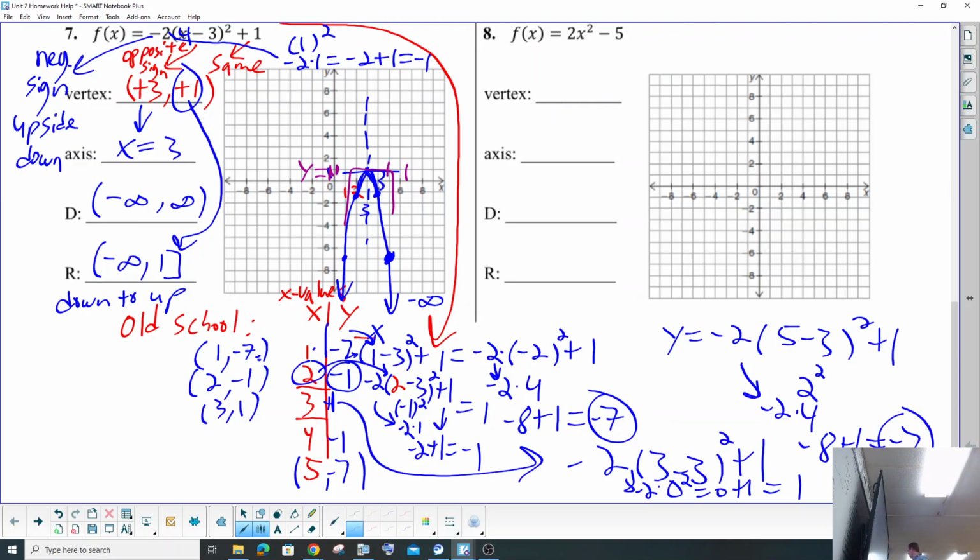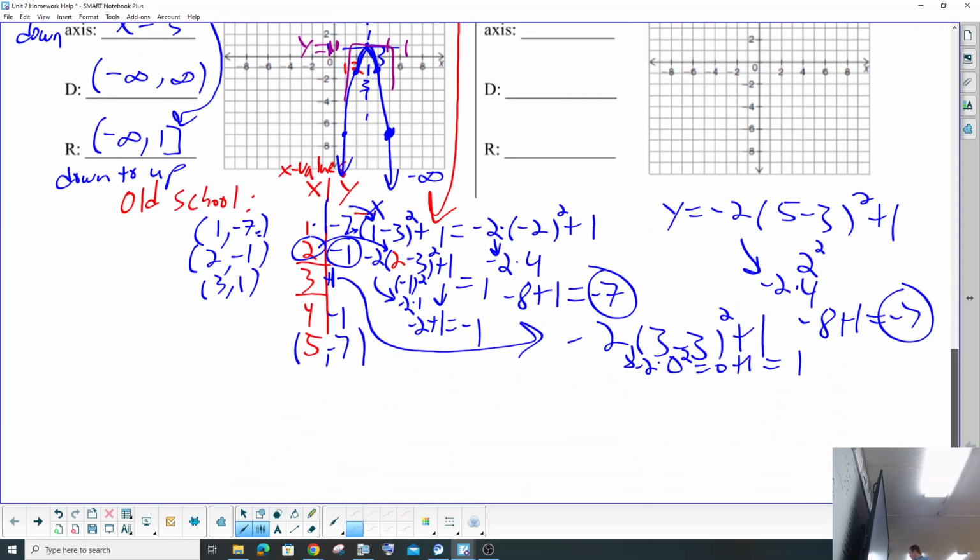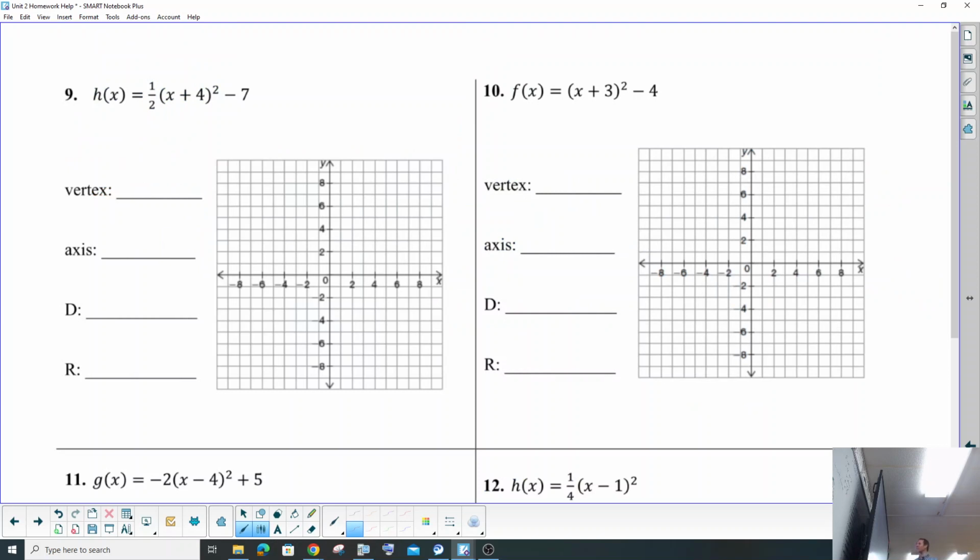So last time we learned about Scooby snacks. No, we didn't. We learned about parabolas and quadratics. So let's carry on and help you keep on learning there. Here we go. Okay, so now we're going to go to our next homework. So go to the next page and give it a try.